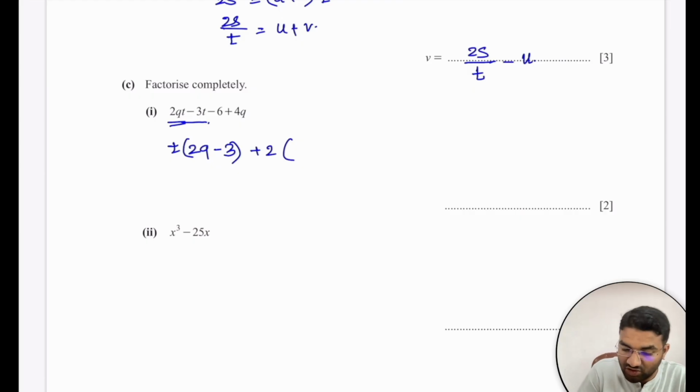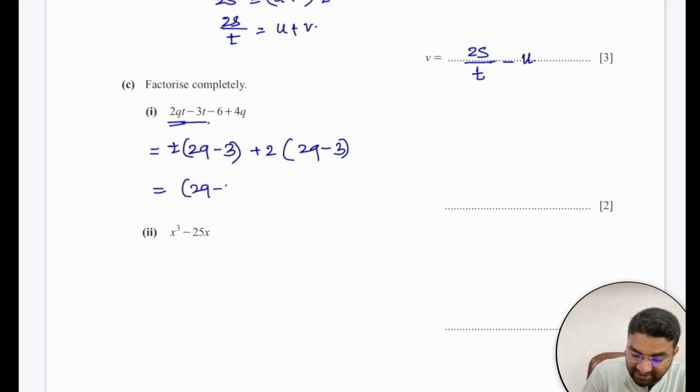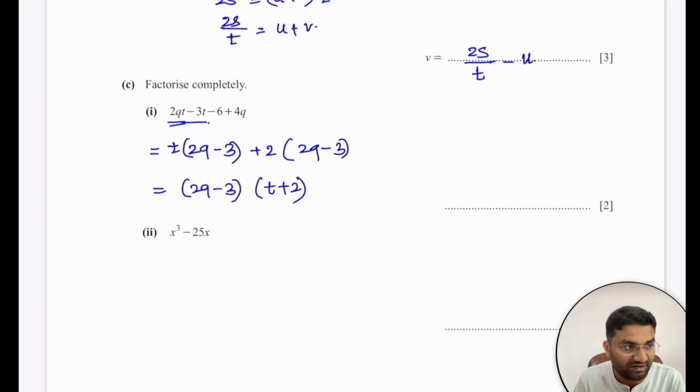You can take positive 2 common, it will be 2q minus 3 as well. Here from the whole equation you can take out 2q minus 3 common, it will be t plus 2. That's it. That's a factorization. That is how you can factorize.